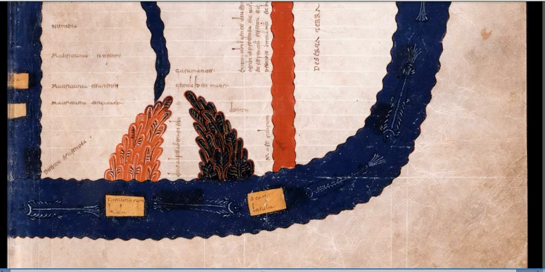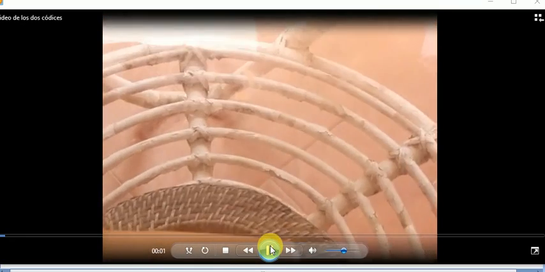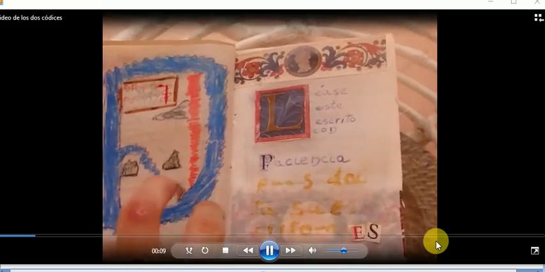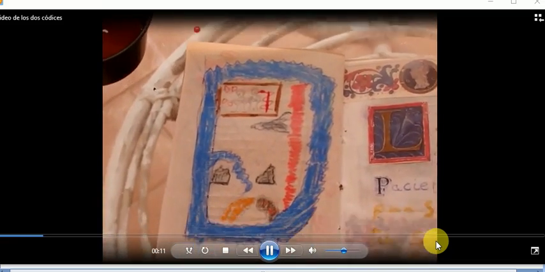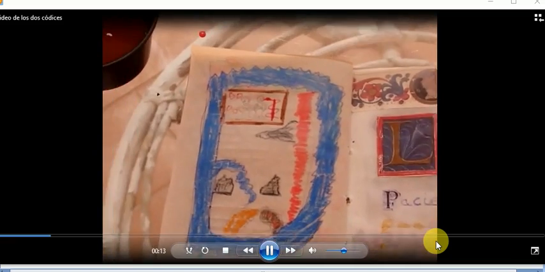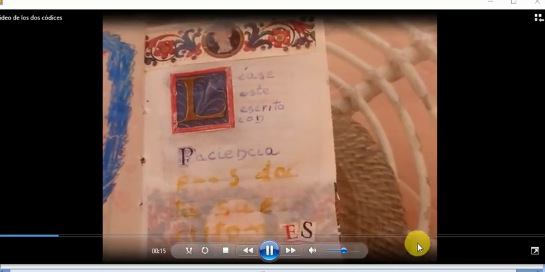Okay, now I'm going to show you the final video, how the two concepts were made. This is the video, and a little poem in Spanish.